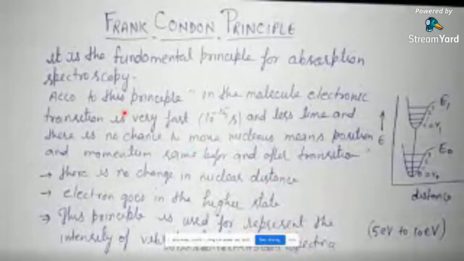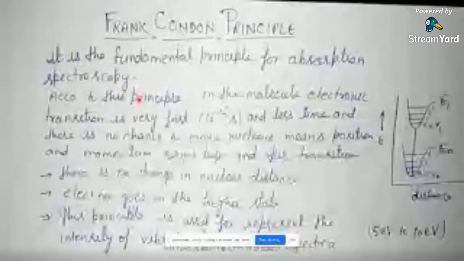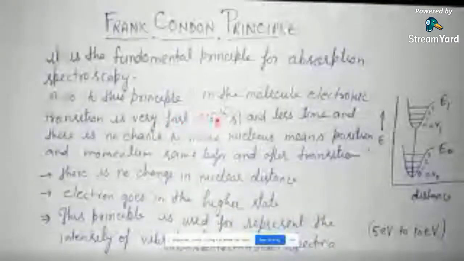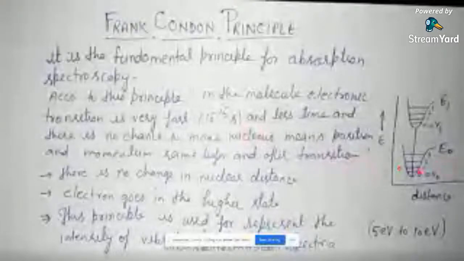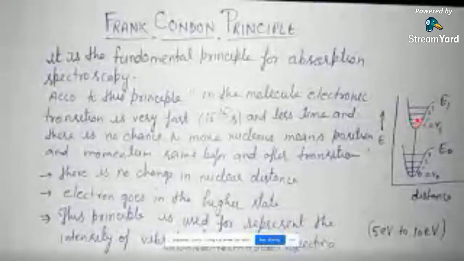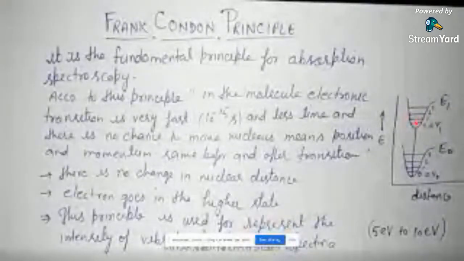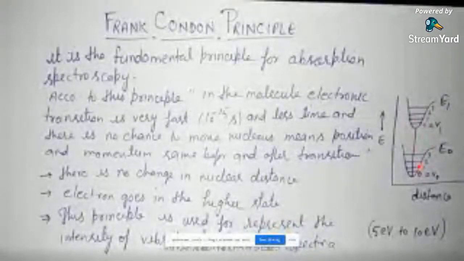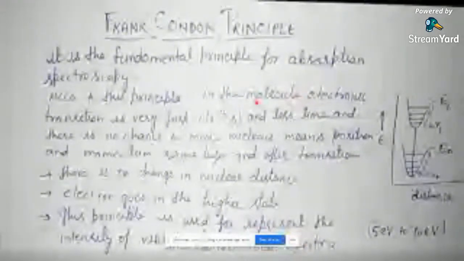So this is same. What is the Franck-Condon principle? It is a fundamental principle of absorption spectroscopy. According to this principle, in the molecule, electronic transition is very fast, in the range of 10 to the minus 15 seconds. As you can predict, the lifetime is 10 to the minus 15 seconds. The molecule comes from the ground state to the higher state on absorption of energy, and within 10 to the minus 15 seconds it comes back to the ground state. So the electronic transition in the molecule is very fast.